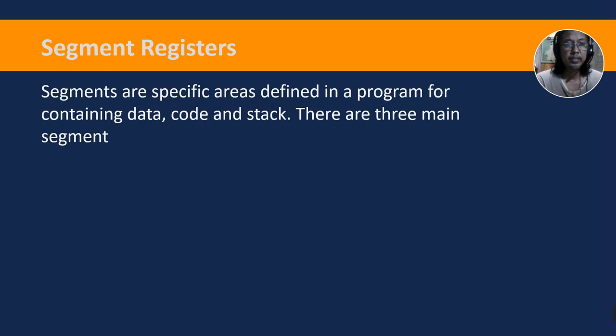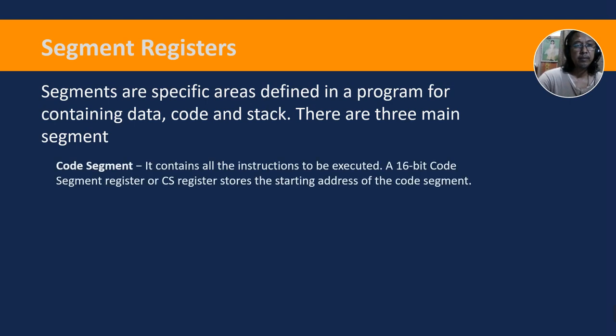Okay, so now we have segment registers. Segments are specific areas defined in a program for containing data, code, and stack. There are three main segments. You have the code segment, which contains all the instructions to be executed. The 16-bit code segment register, or CS register, stores the starting address of the code segment.